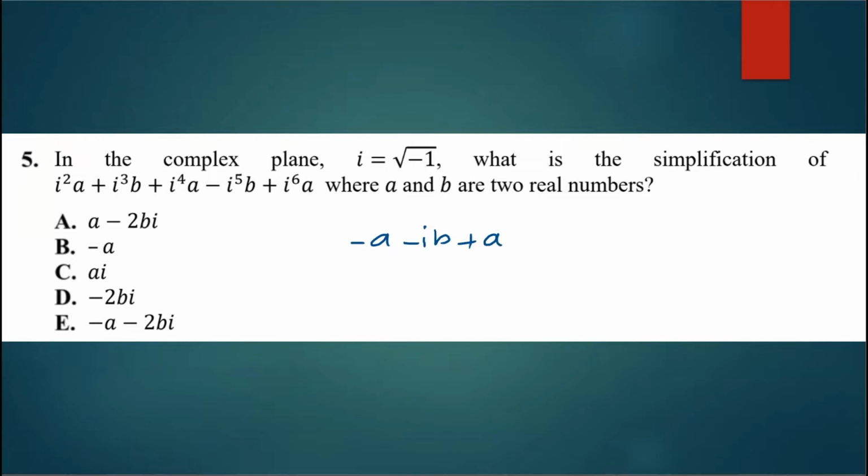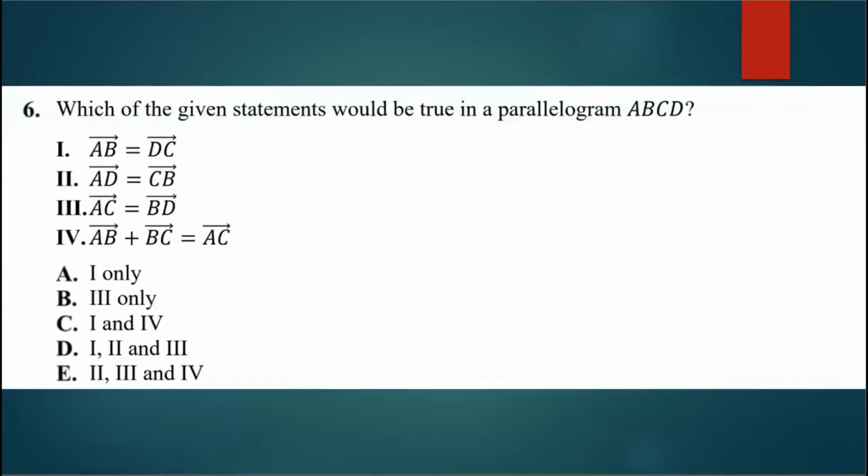And i to the power 5 is the same as i to the power 1. You can remove 4 from the power and it stays the same. So i to the power 5 is equivalent to just ib. And finally, i to the power 6 is equivalent to i squared, which is -1, so it will be -a. By adding these, the a's will cancel, so I will have only -a and the -2bi, and that's it. It's number E. Consider it easy according to level 2 mathematics.